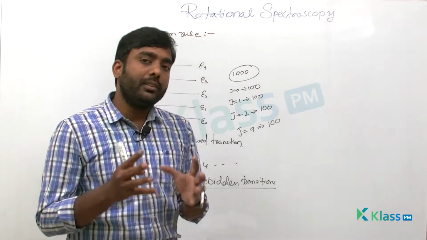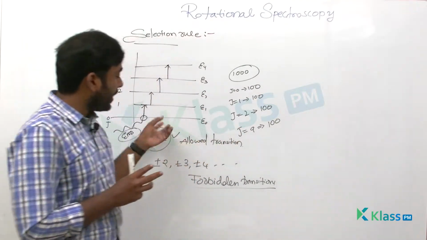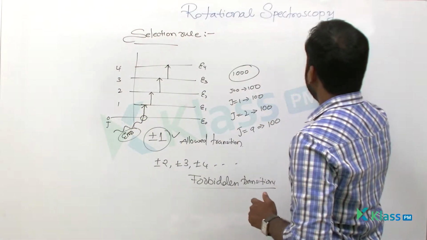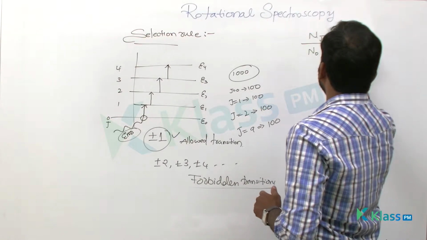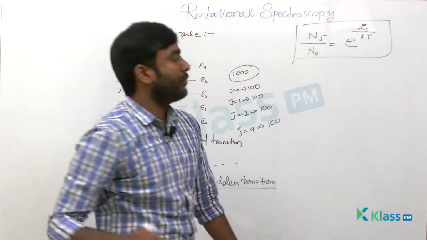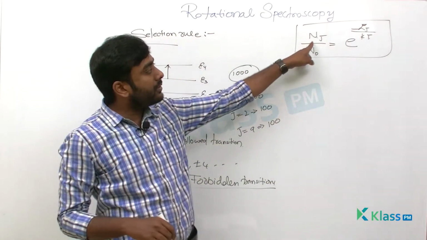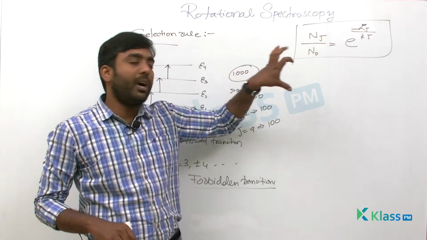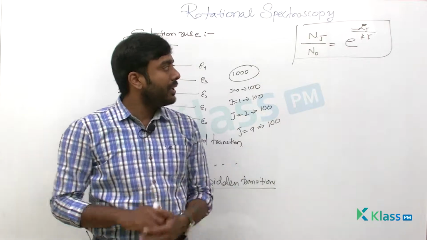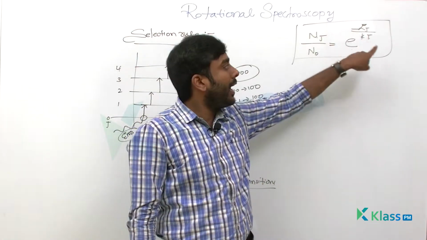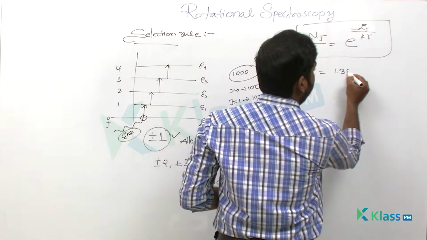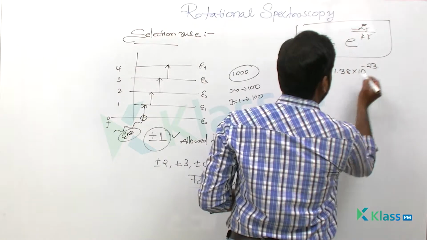To find the number of molecules present at different energy levels, we have the Boltzmann law of distribution: Nj by N0 is equal to e to the power of minus Ej by kT. This is what we call the Boltzmann law of distribution. Here Nj is the population of molecules at the J energy level, N0 is the population of molecules at the ground level, Ej is the energy of the J level, and k is the Boltzmann constant. Its value is 1.38 into 10 to the power of minus 23.